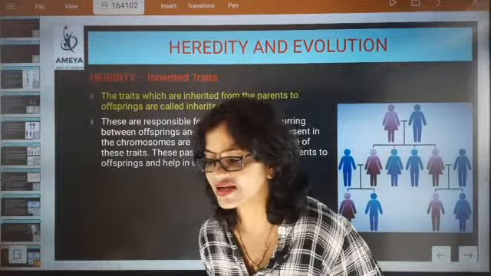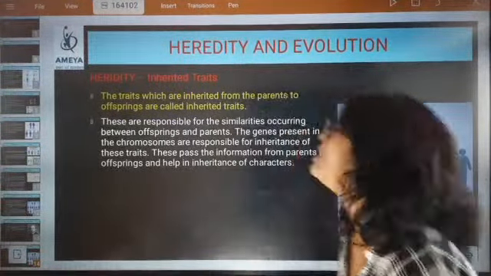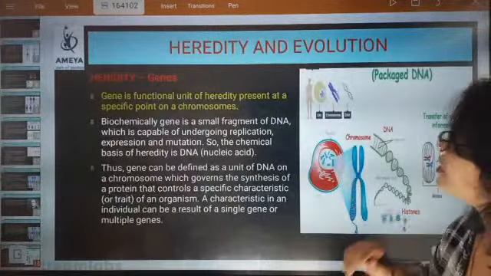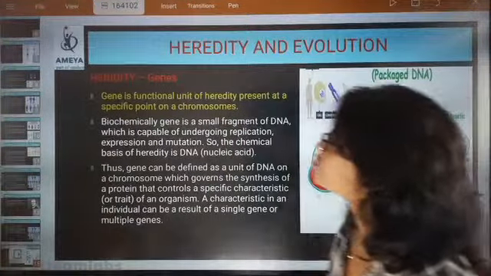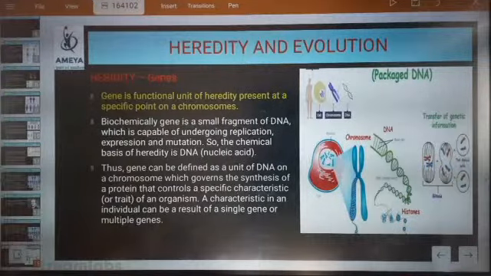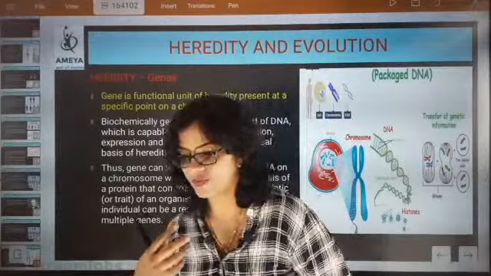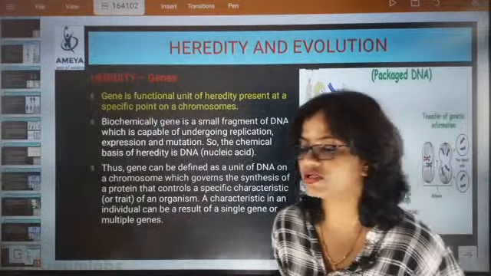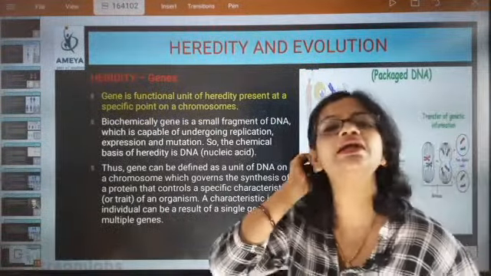So that is exactly getting transferred from one generation to another one. Okay. Now the next part is heredity. Gene is the functional unit of heredity present at a specific point on a chromosome. Now another important point, one by one we are exactly going to discuss. So now some very technical points.